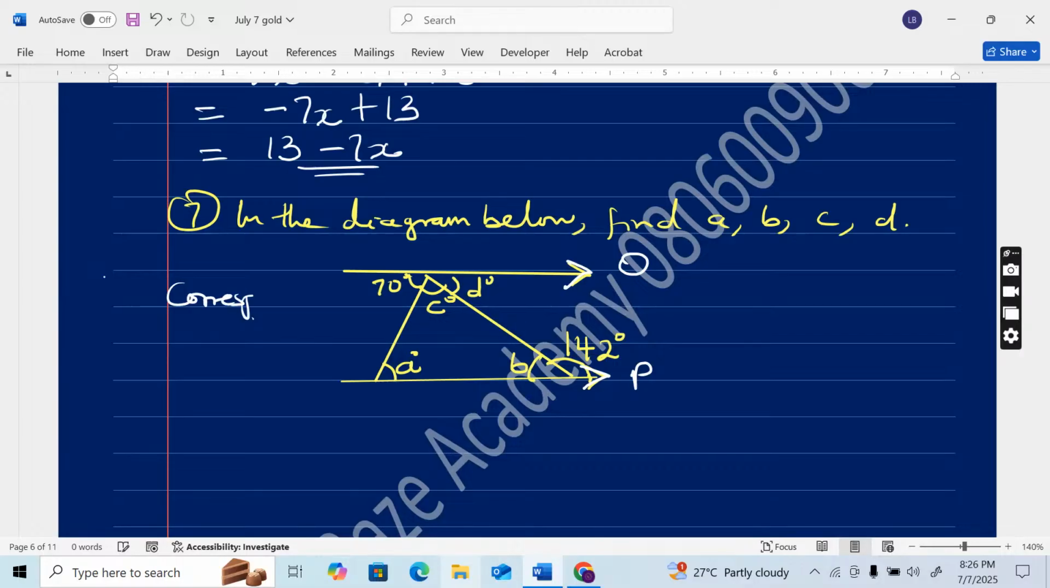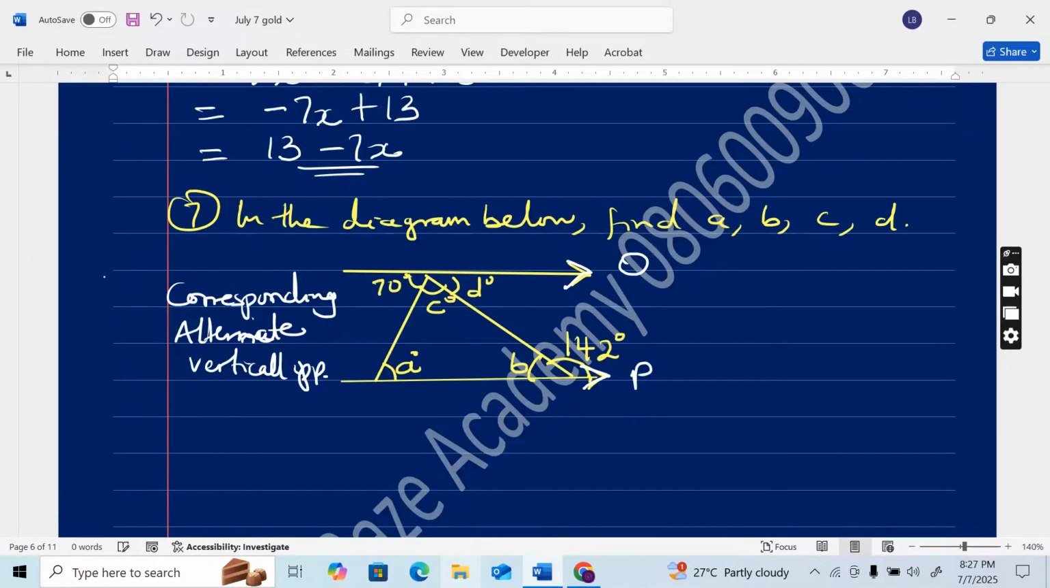Okay, angles formed within parallel lines. We have corresponding angles and we have alternate angles. These are the angles that you must get within parallel lines. Now, we also still have other angles that you can get. We have vertically opposite angles also.